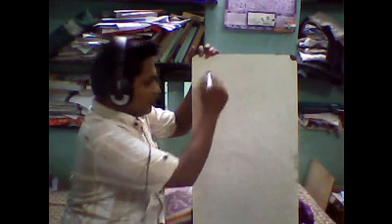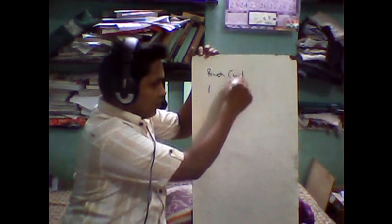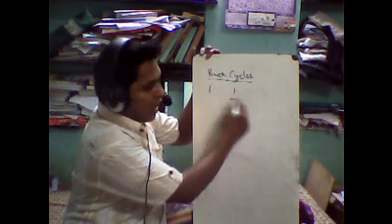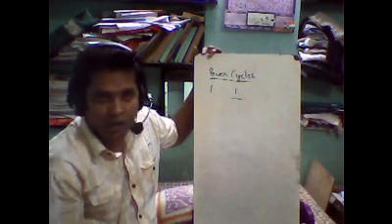We are going to study about the power cycles of all single digit numbers. Okay, let us start with 1. 1 raised to any power is 1. So the last digit of 1 raised to any power is 1.